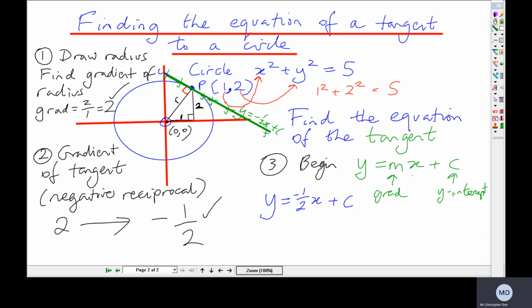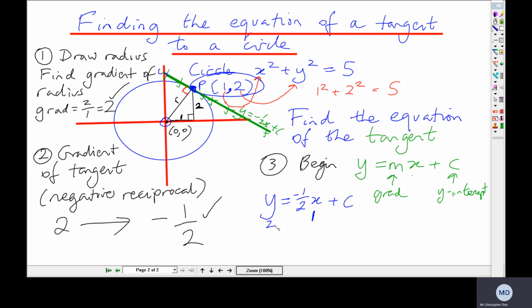However, I am only certain about one point on that line. The only point I'm certain about is that one, and it is on that line, which means it must fit the rule. X is 1 and y is 2. So I need to use any coordinate on that line that I know about, and I only know one, so it does make it straightforward. Only got one to pick.